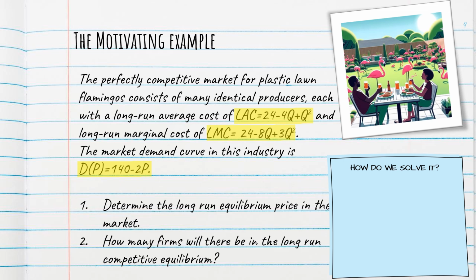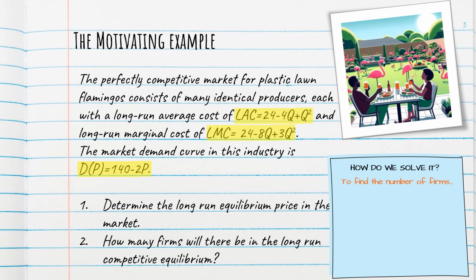How do we solve this question? Well, in order to find the long run equilibrium price, we need to find the minimum of the long run average cost. And it turns out that that's going to occur where the average and marginal cost curves intersect. So we set the long run average cost curve equal to the long run marginal cost curve, and we solve for Q. And then we take that Q and we plug it back into the long run average cost curve to find the minimum. And that's our long run equilibrium price.